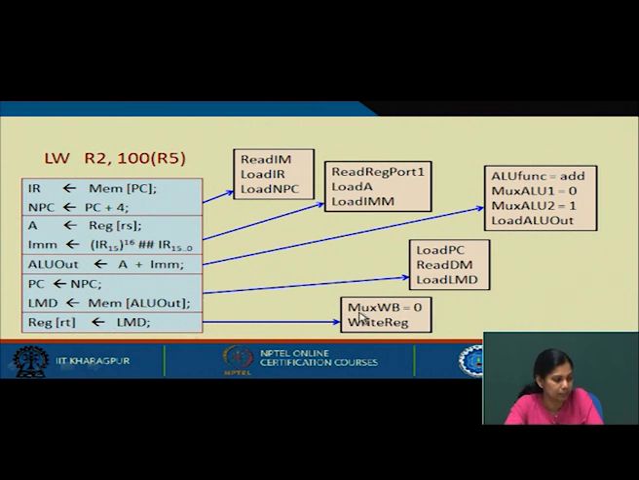And finally, we write back. We write back the data into reg RT. So, mux WB will be 0 and we perform write reg. When we perform write reg, the LMD value is loaded in reg RT. So, this is how we can perform the operation load word R2, 100 bracket R5.